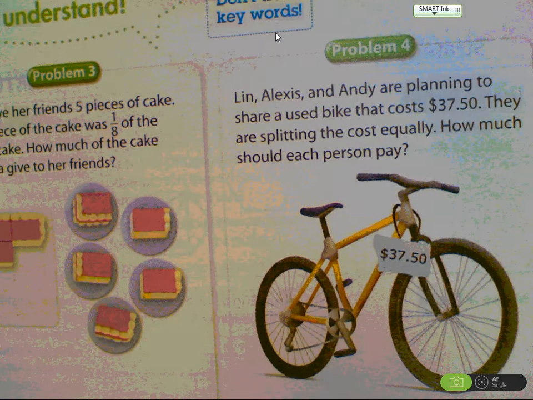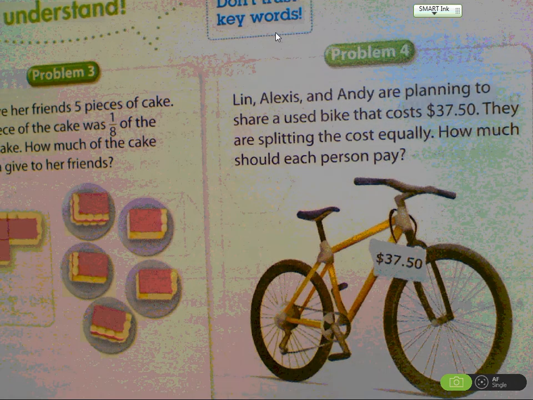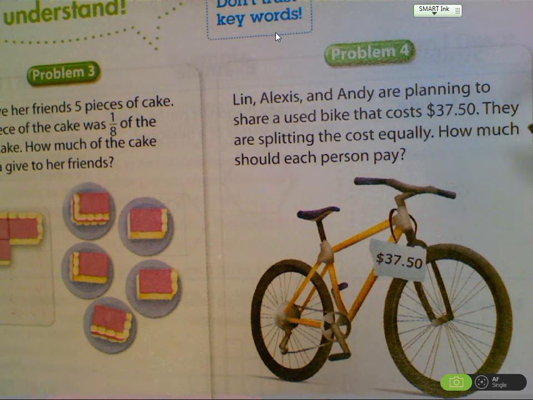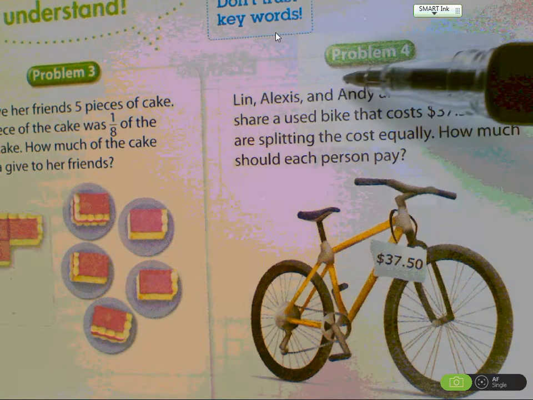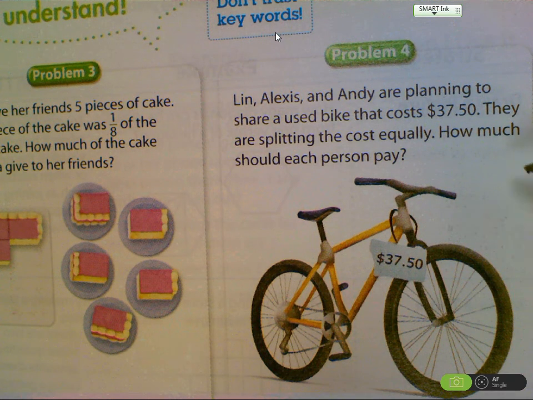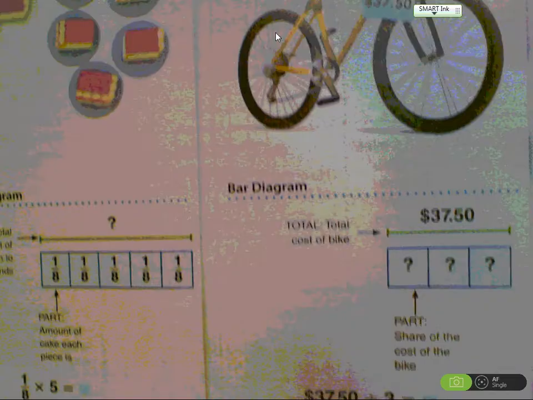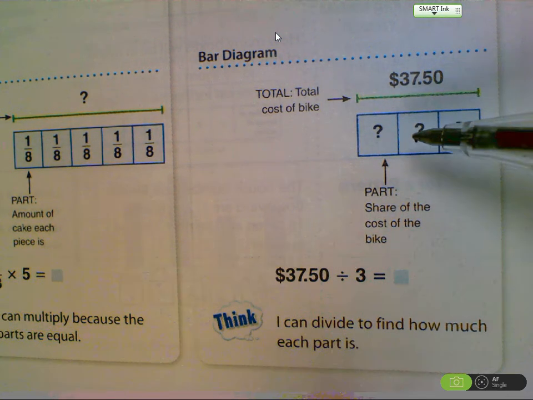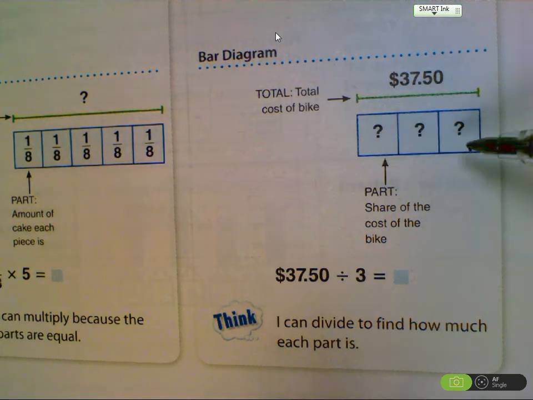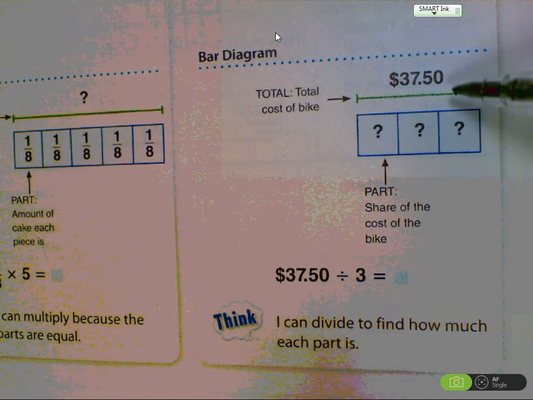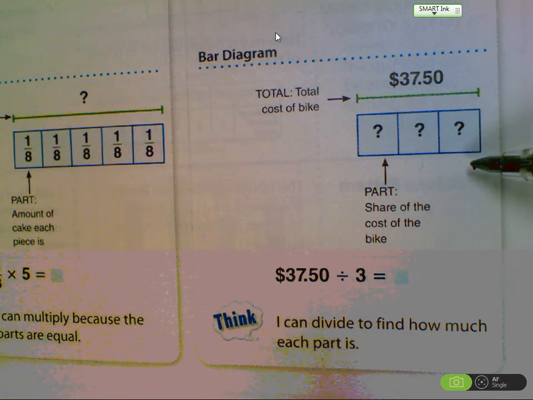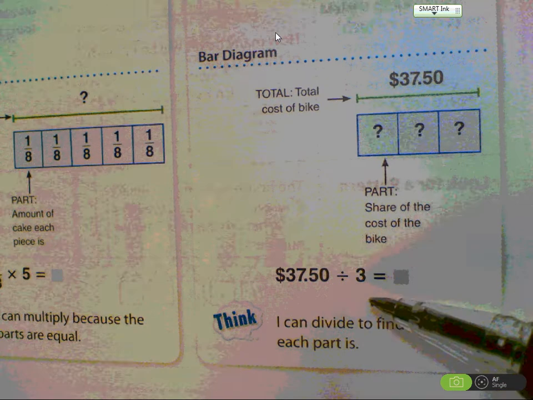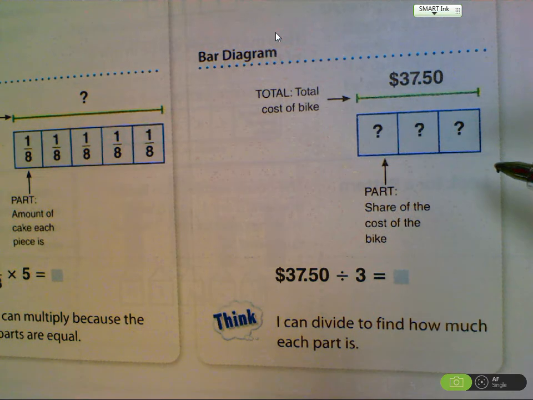In the last example, Lynn, Alexis, and Andy are planning to share a used bike that costs $37.50. They are splitting the cost equally. So between Lynn, Alexis, and Andy, that's between 3 people. How much should each person pay? Well, hopefully you can determine that the operation you're going to need to use is division. And you can show that by a total across the top, and the parts are going to be the 3, these are going to represent the 3 people that are sharing, okay? And so this is showing I have my total, and I'm going to have to divide it into 3 equal parts. So $37.50 divided by 3 is your equation that matches this bar diagram, okay?